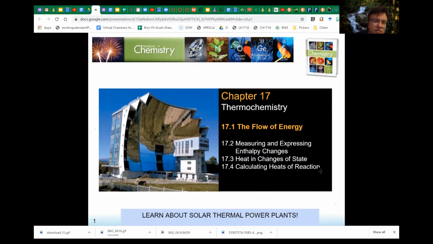This image, which starts off your chapter, is an image of a solar furnace. A similar idea to a solar furnace is a solar thermal power plant. I'd love for you to take a moment to check them out using the link that's in the presentation that goes along with this video.